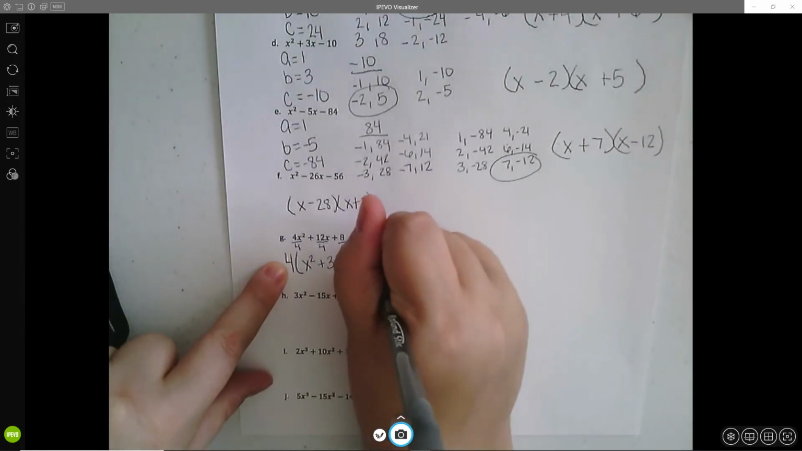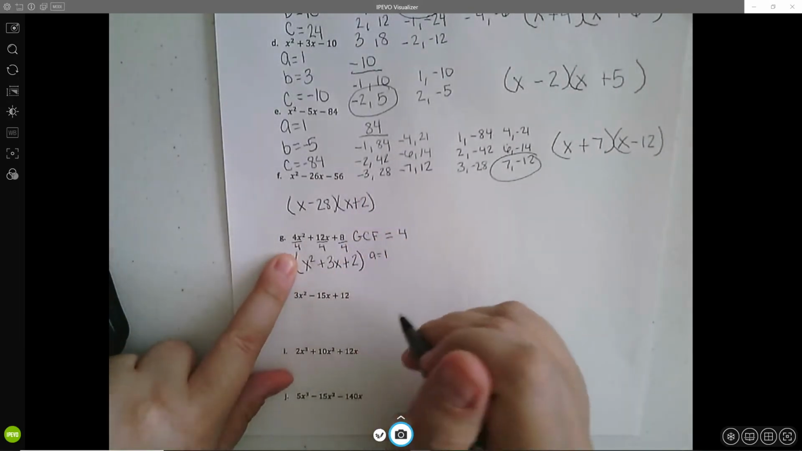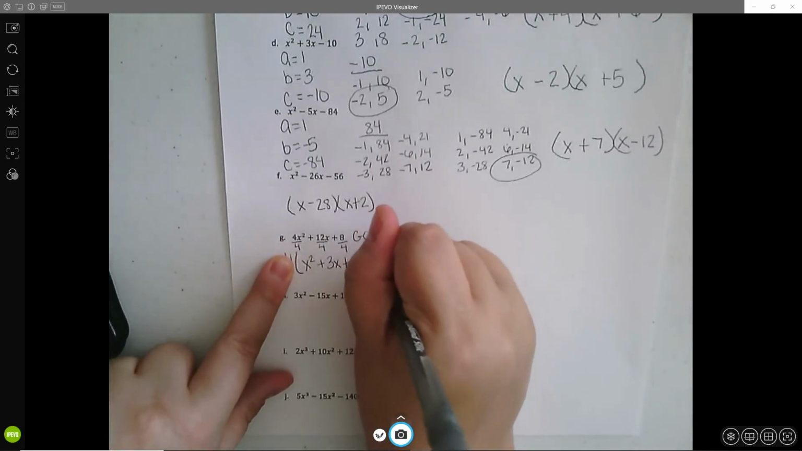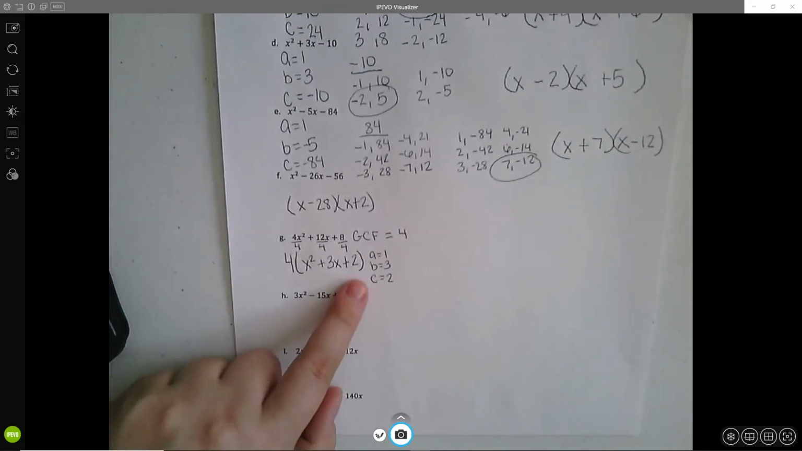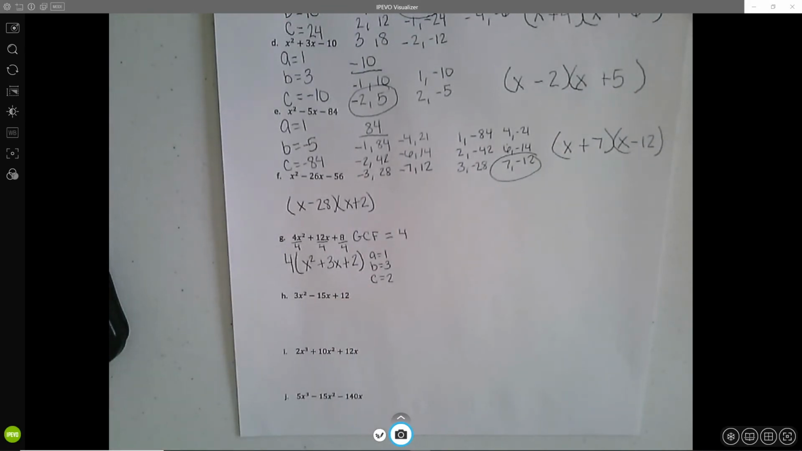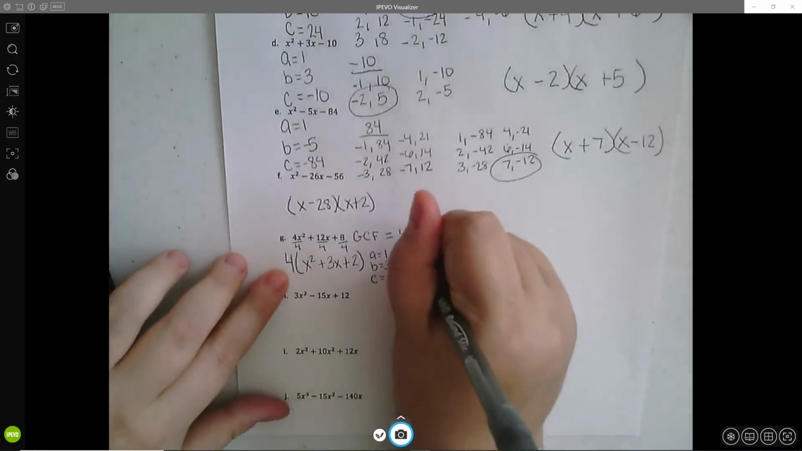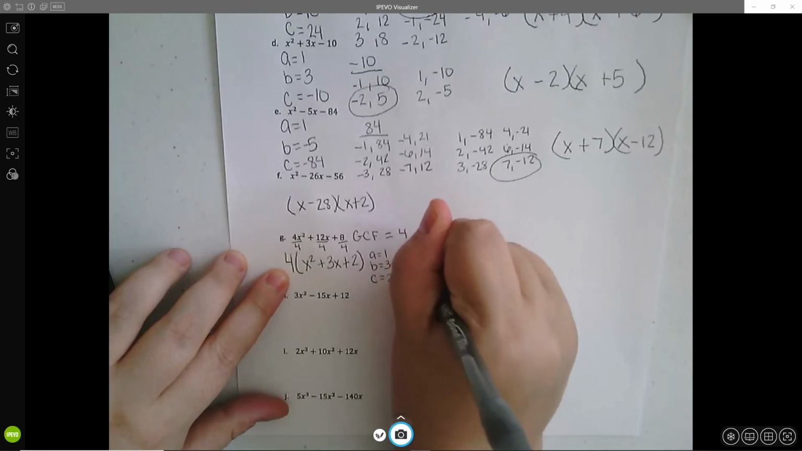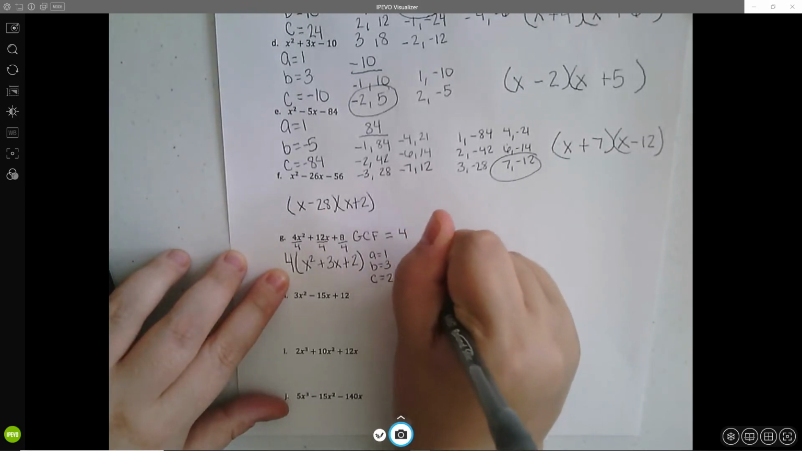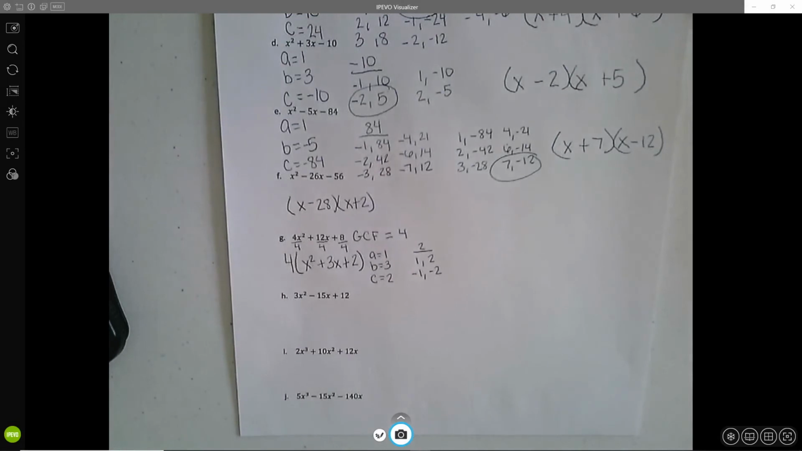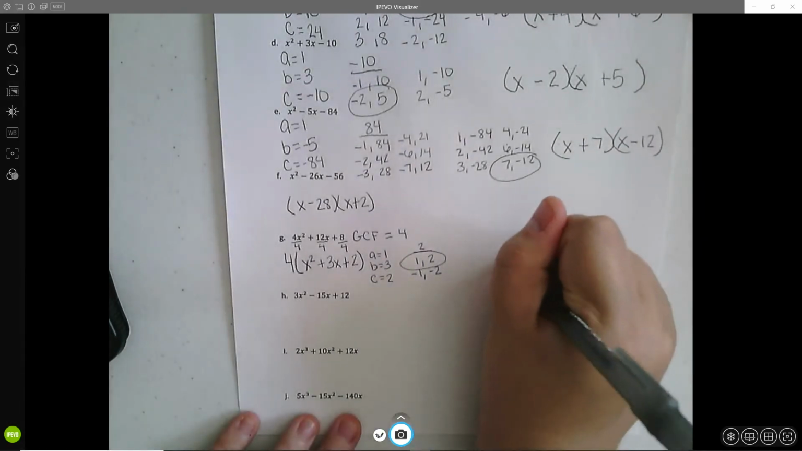So, I have a equals 1. I'm ignoring this 4 for right now. A equals 1. B equals 3. C equals 2. I'm going to list factors of 2. And now, since my C is positive, they're both positive or both negative. Factors of 2 are 1 and 2. They're either both positive or both negative. I listed both types out. So now I want it to equal a positive 3. Well, 1 plus 2 is a positive 3.